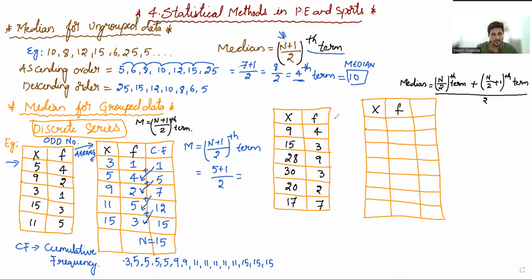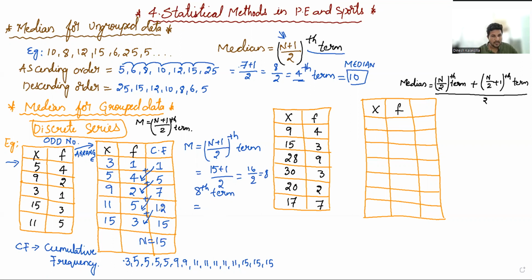So I'm just confused there. So n is nothing but what? 15. So 15 plus 1 is 16 by 2 gives 8. So the 8th term is the median, right? So now, what is the 8th term here?